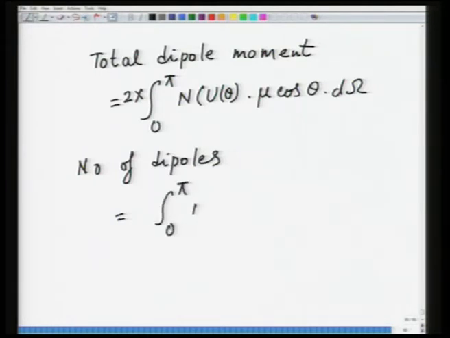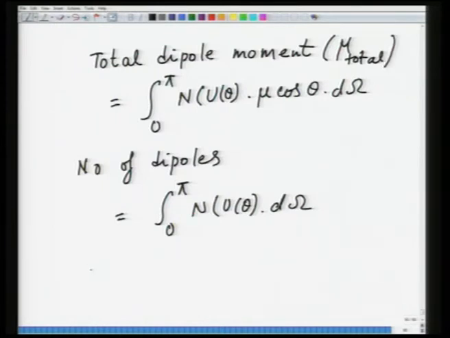would be the integral from 0 to pi. Sorry, we do not need to take 2, because this 2 is already included in the number of dipoles, since we are taking all the dipoles which are forming that cone. So this is n(theta) d omega. This is mu total. If I divide mu total by the number of dipoles, which is n, this gives me the average dipole moment.